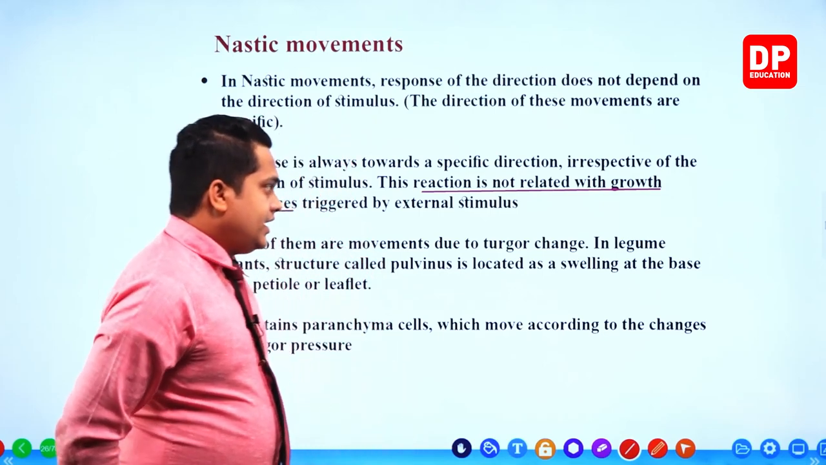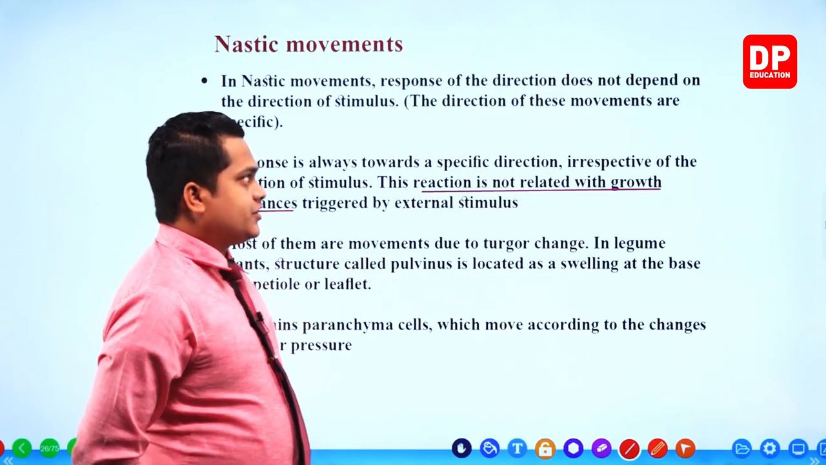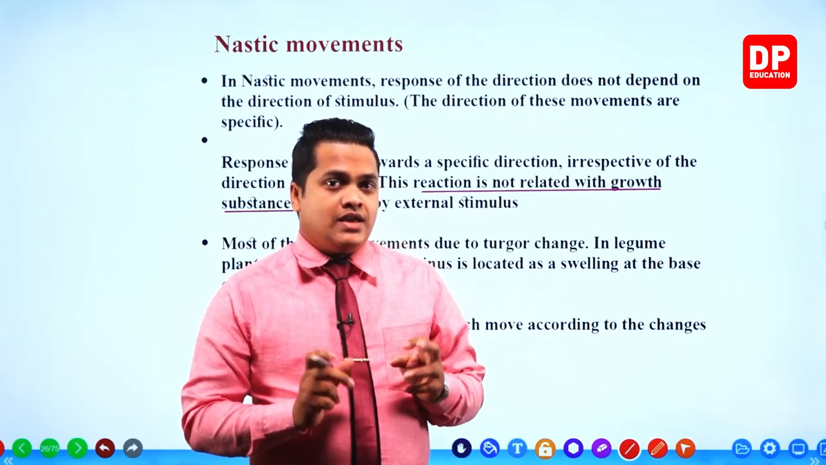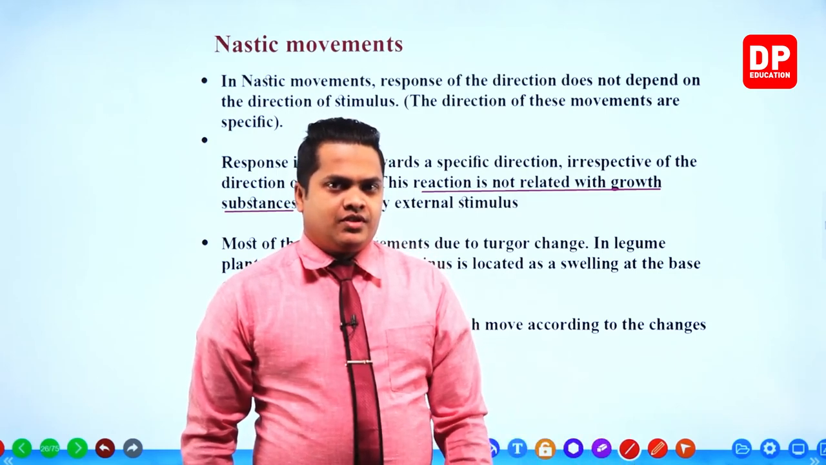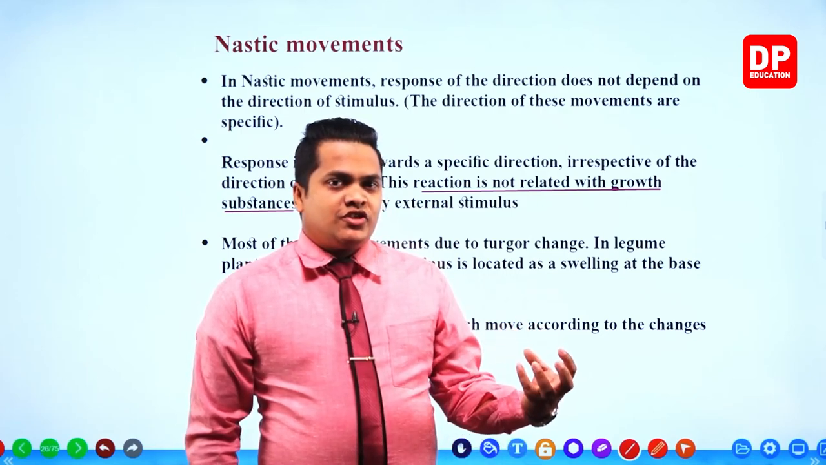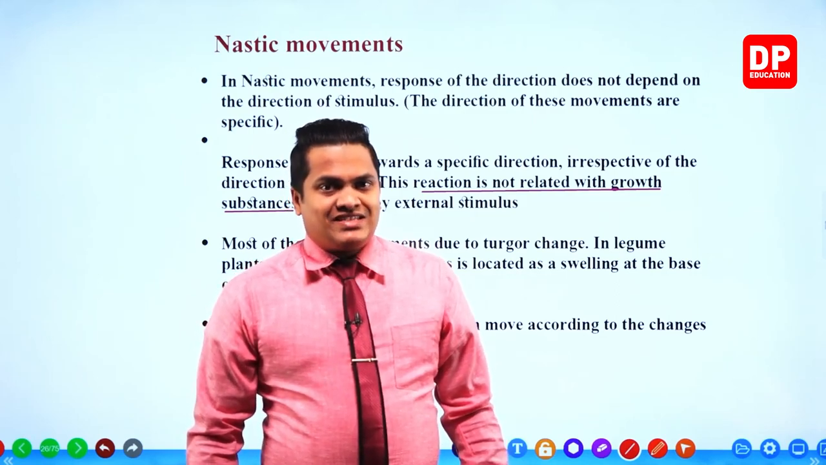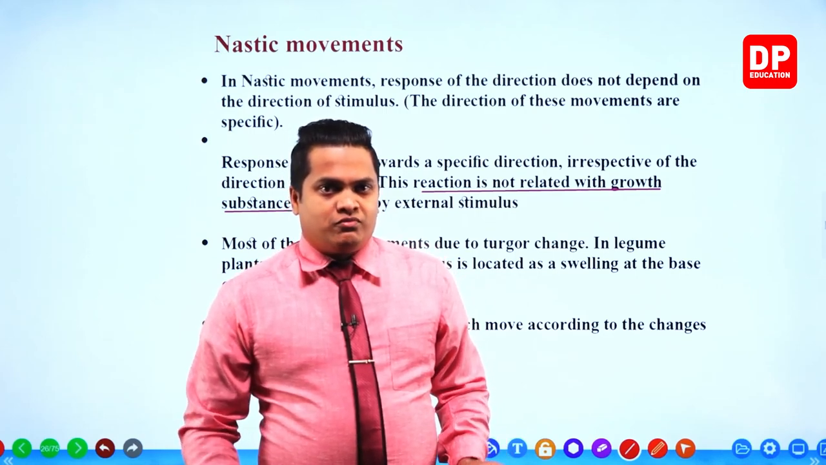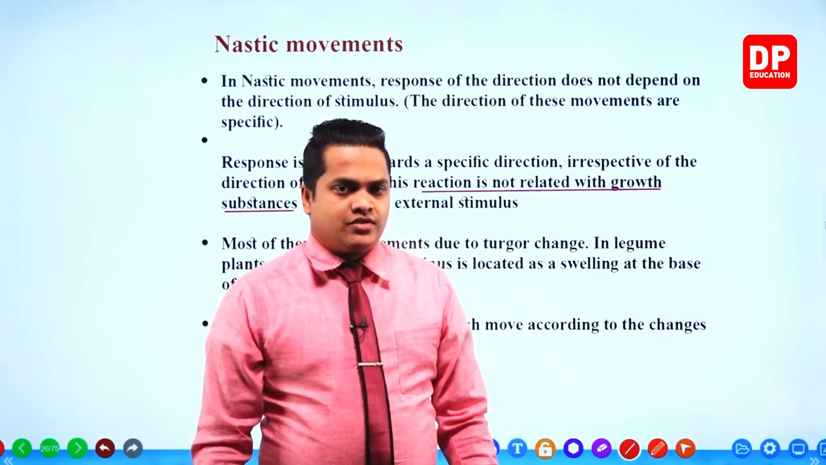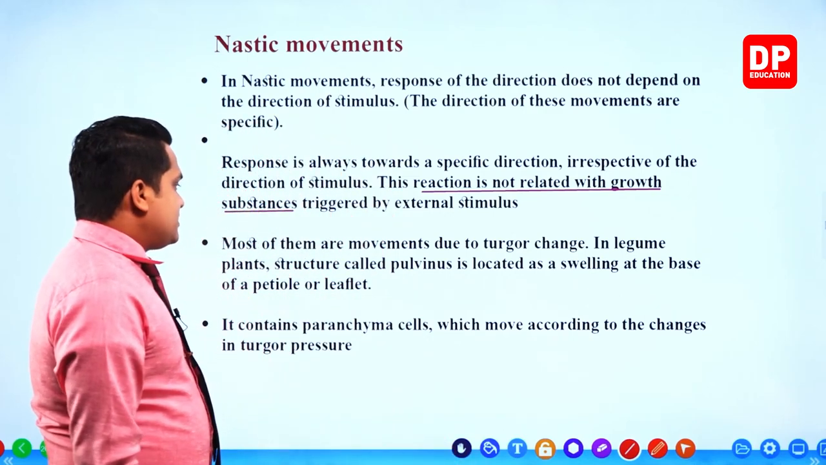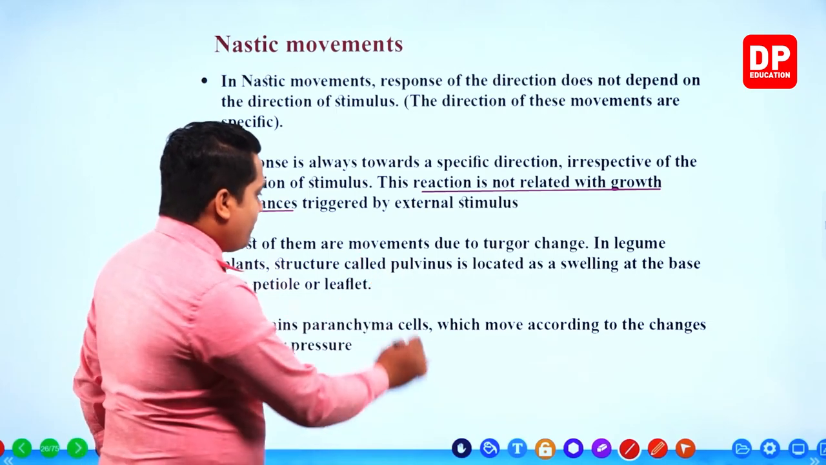Most of them are movements due to turgor change. Most of these movements occur mainly because of a turgor change, a pressure change, or a position change. Turgor change is the main reason for these types of movements, my dear children, for the nastic movements. Then, in legume plants, there is a structure called the pulvinus.